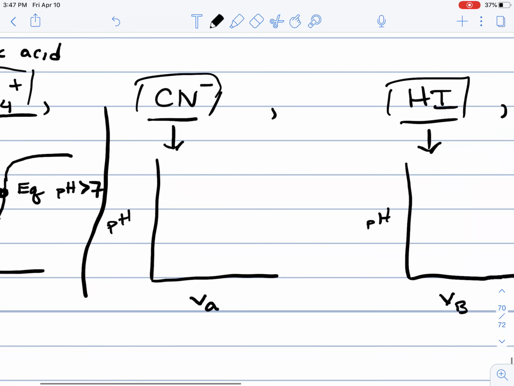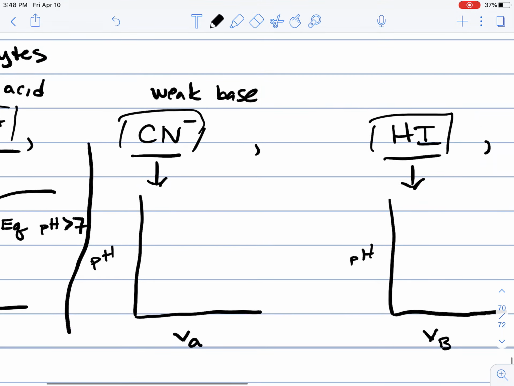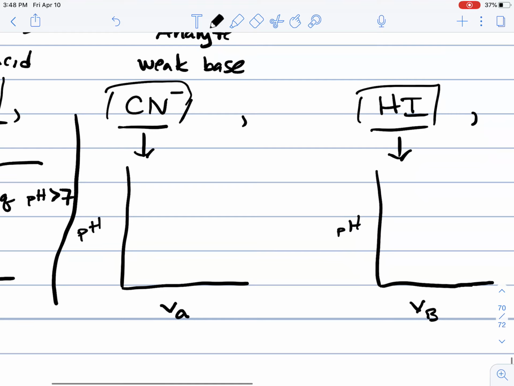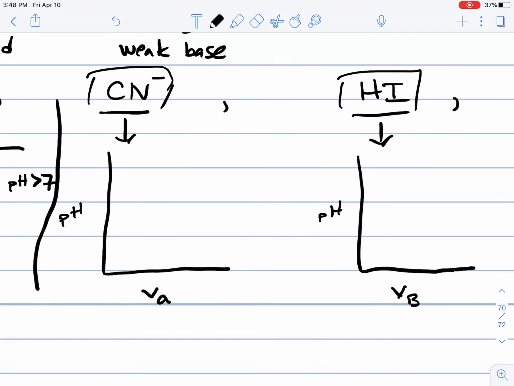So let's go ahead and do the next one, CN negative. This is going to be our weak base. Once again, we're going to consider CN as our analyte. And since it's a weak base, we know that the curve is going to go from the top to the bottom, I apologize. And since it's a weak base, it's not going to start at 13 or 14. It's going to start at a pH that's less than 13. And then we're going to draw a titration curve that's going down. And then once again, it's going to curve off when we pass the equivalence point.